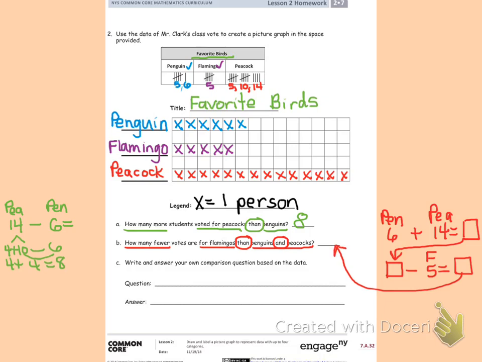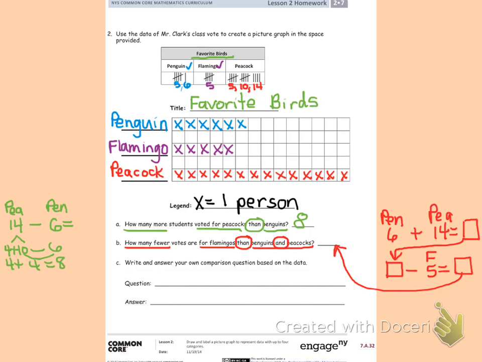Line C. The directions say, write and answer your own comparison question based on the data. Just like on the previous page, you will try to compare two different categories, or maybe combine categories and then compare. Remember, when you're comparing, you're looking for the difference. So you'll end up doing a subtraction problem to find the difference. Don't forget, questions begin with capital letters and end with a question mark.